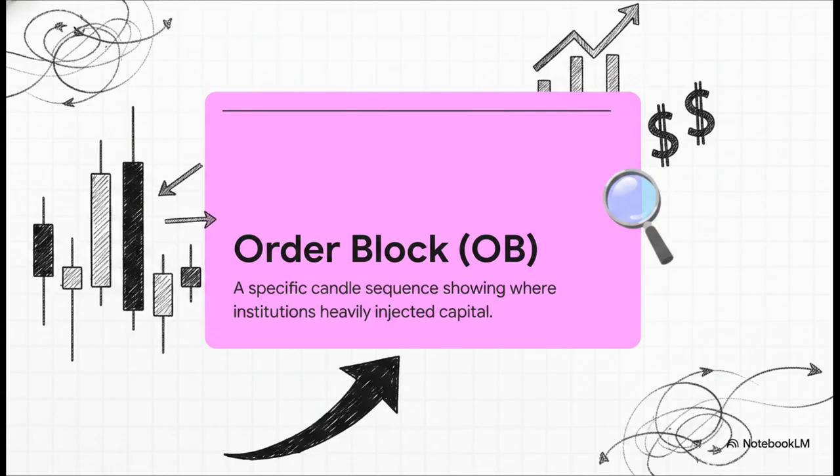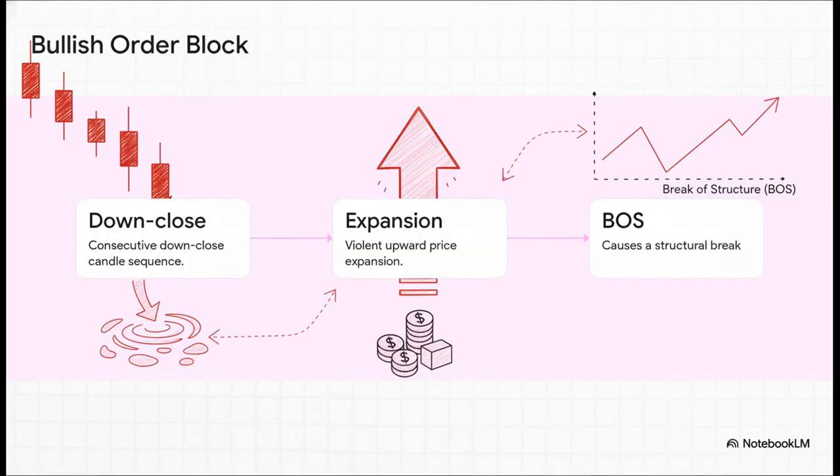An order block is essentially the undeniable signature of heavy institutional capital hitting the order book. It's the specific candlestick sequence where big players heavily injected capital, leaving a highly visible structural footprint in the wake of algorithmic order flows. You just have to know exactly what you're looking for. And here is exactly what you're looking for.